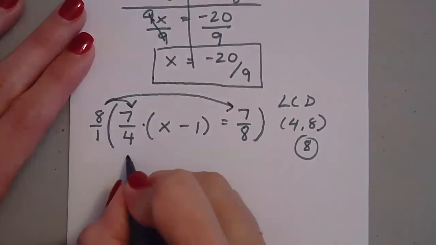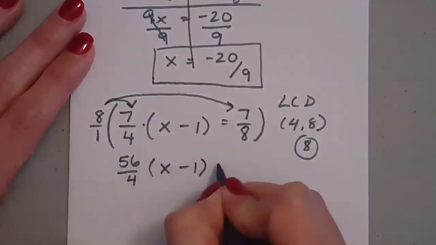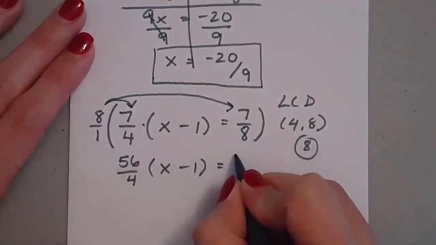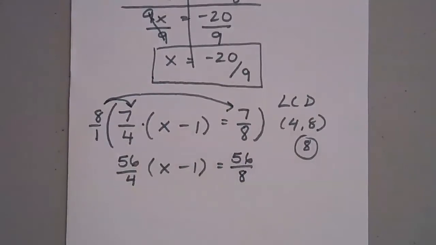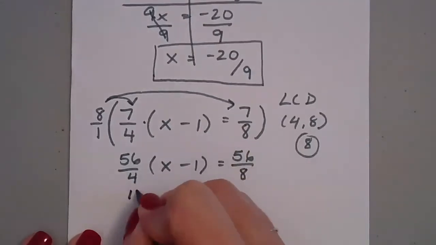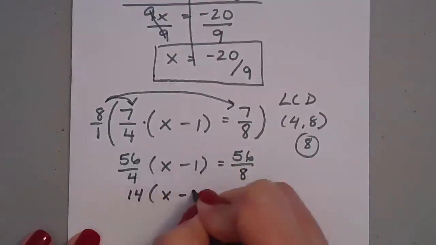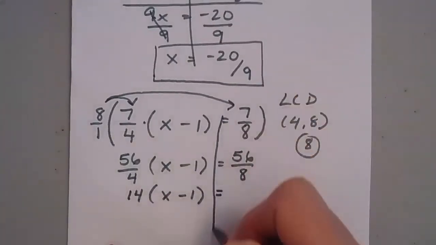So this gives me 56/4 times the quantity of x minus 1 equals 56/8. Now, again, you might be saying, hey, there's still fractions. Well, let's see if we can simplify. 56 divided by 4 right here is equivalent to 14. 14 times the quantity of x minus 1 equals 56 divided by 8 is 7.